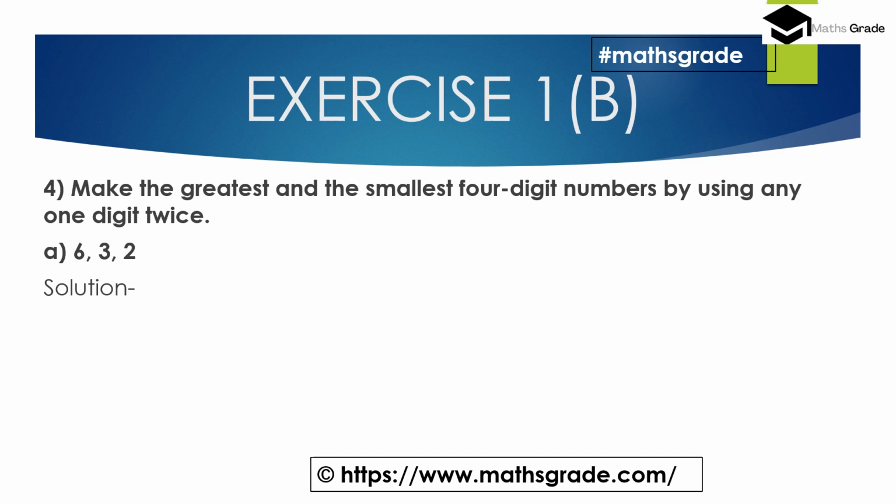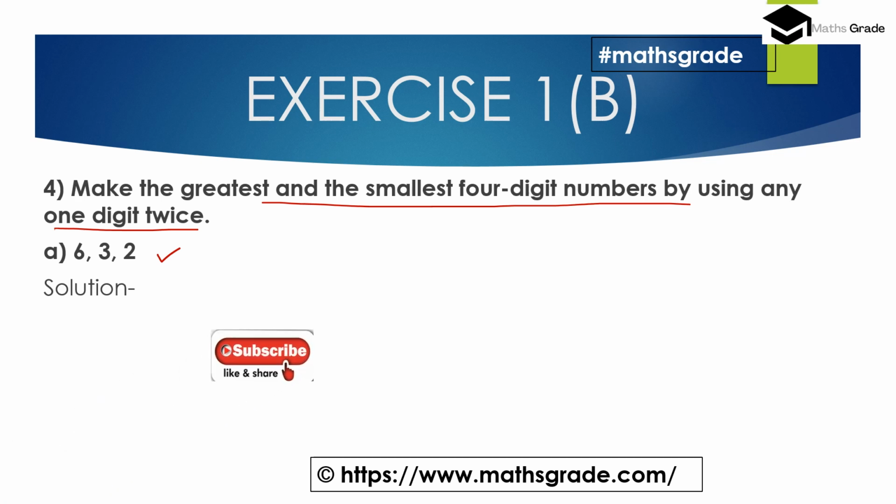Now we solve question number 4. Make the greatest and the smallest four digit numbers by using any one digit twice. The first part has digits 6, 3 and 2. These are the 3 digits given and we have to make the smallest and the greatest 4 digit number by using any one of these digits twice. Two times we can use from these digits 6, 3 and 2.